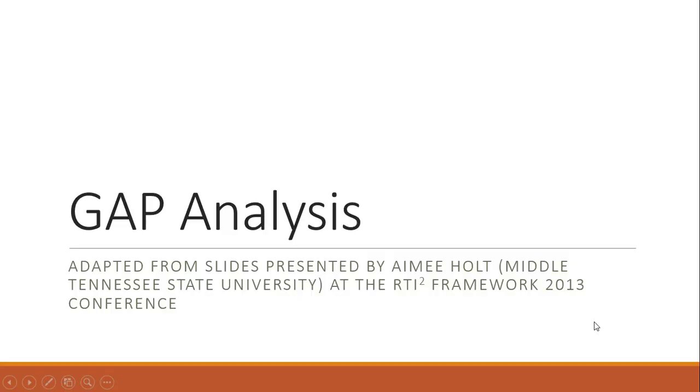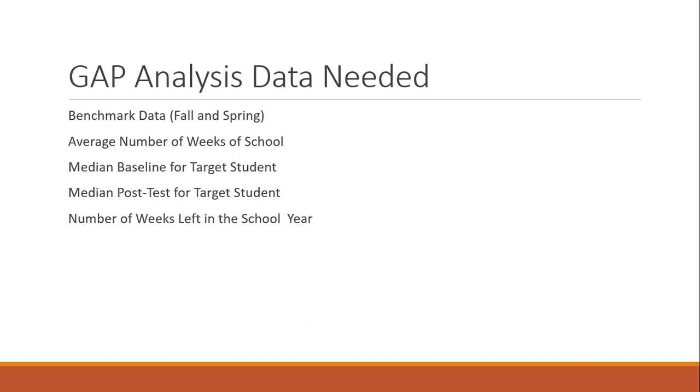This discussion is going to be on gap analysis. For gap analysis, there's certain pieces of data that you must have. You need to know what is expected of the individual. So some sort of benchmark data, fall and spring, or you could do comparison data with a peer during the intervention period. You need the average number of weeks of the school if you're going to use benchmark data.